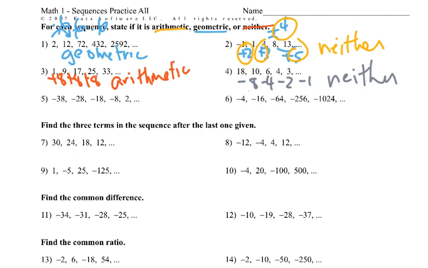Looking at 5, negative 38, negative 28, negative 18, we should realize we are adding 10 each time, making it arithmetic. And number 6, negative 4, negative 16, negative 64. Okay, we could be subtracting by 12, but if we try to do that, it won't get to negative 64. So it's not arithmetic, so let's try multiplying. Well, negative 4 times 4 would be negative 16. Times 4 would be negative 64, so we can check that and see that this one is geometric.